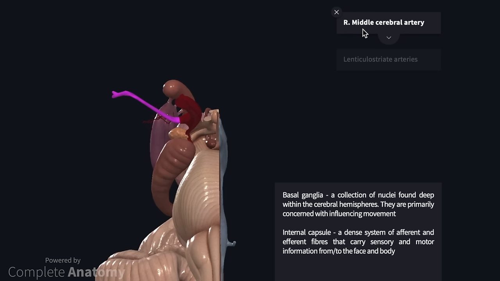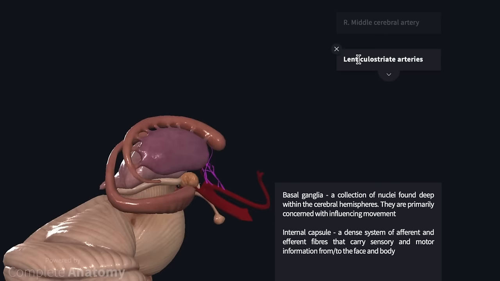The middle cerebral artery passes deep within the lateral fissure, and here, some small arteries, known as the lenticulostriate arteries, arise. These small arteries supply structures associated with the basal ganglia, which are included here on the model, as well as the internal capsule. Damage to these small vessels can result in motor, sensory, or mixed motor and sensory symptoms.